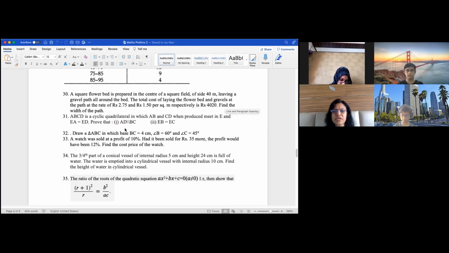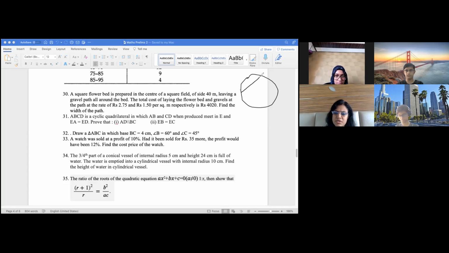Farhana, have you done it correctly? No, ma'am, I didn't do this. Okay, so I'll do it. So what is the diagram? The diagram can be made in any way. So I made a circle like this, okay? A cyclic quadrilateral in which AB and CD are produced. So let us draw it like this.